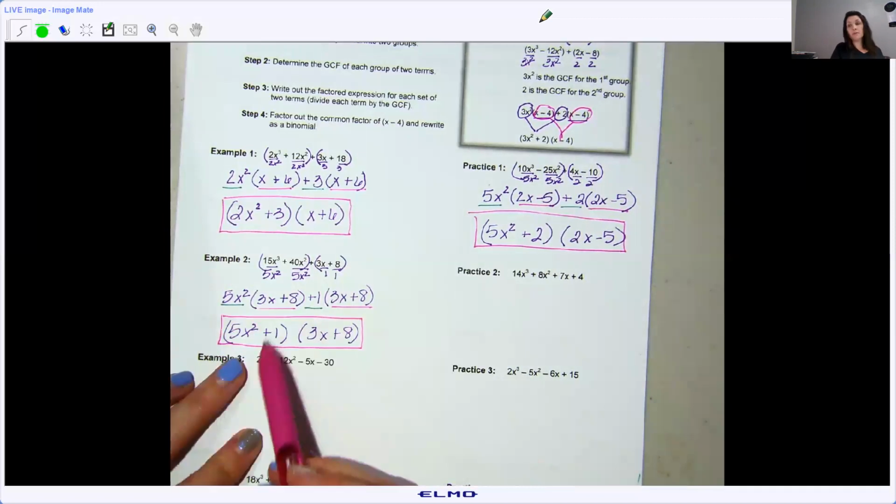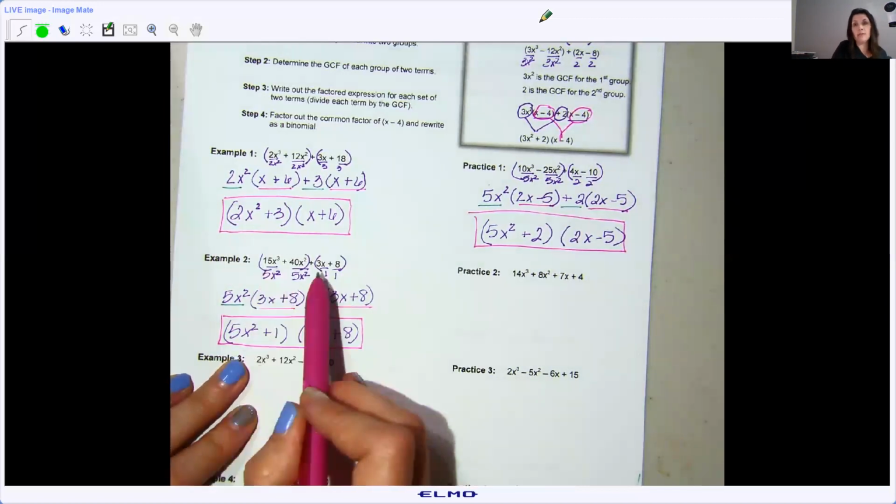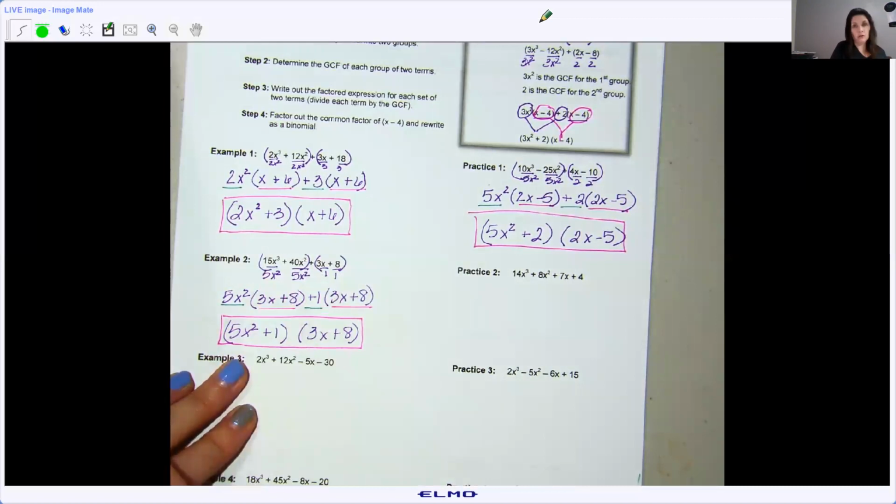Okay, now a lot of you are just going to write 5x squared without that plus 1, and it would be wrong, because when you FOIL it back or you distribute it back, it will not equal what we started out with, and that is your goal when you check your answer, is to make sure that when you FOIL it or you distribute it, that you end up with what you started at.